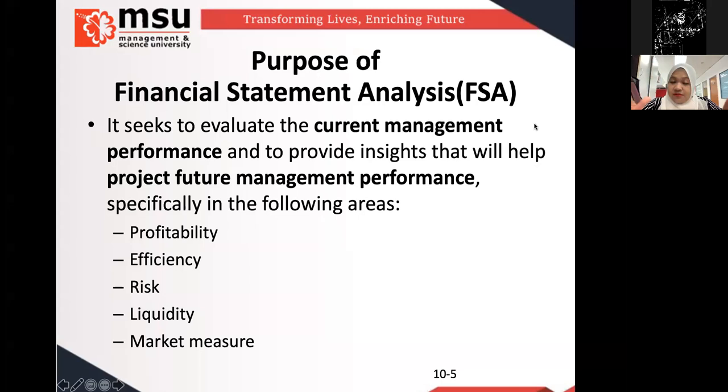There are 5 areas that we can analyze from the financial statement analysis. The first one is profitability. The second one is the efficiency of the company. With efficiency, we want to know the effectiveness of the operation as well as the management of the company. The third one is the risk level, basically the solvency level of the company. The fourth one is liquidity, the ability of the company to have cash. And the fifth one is the market measure.